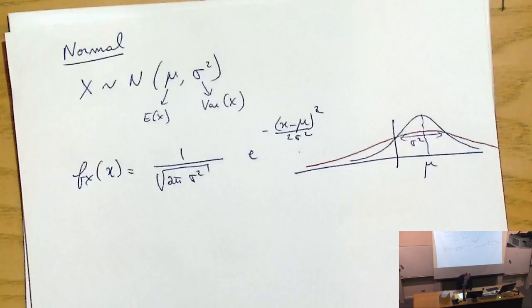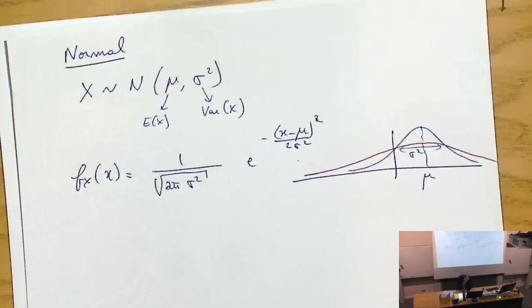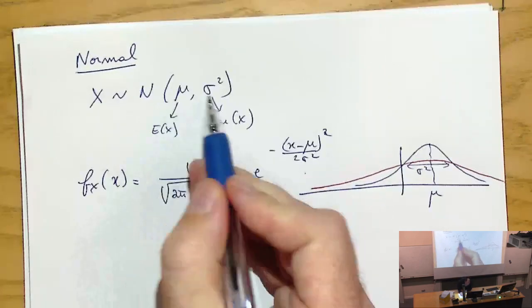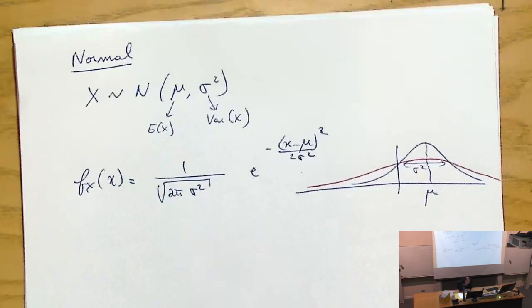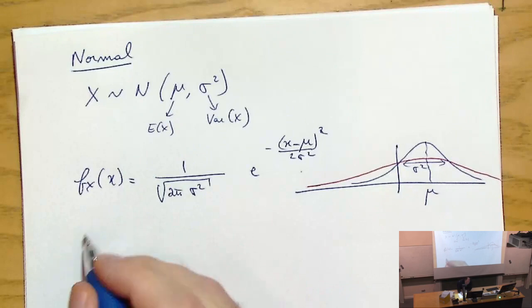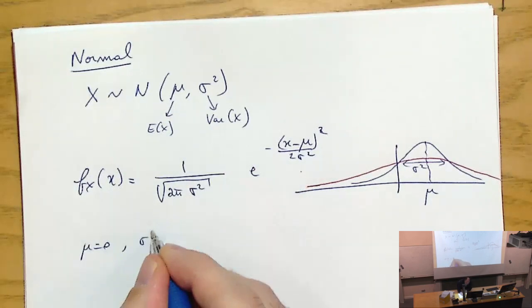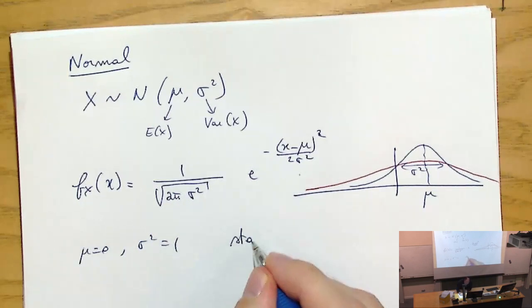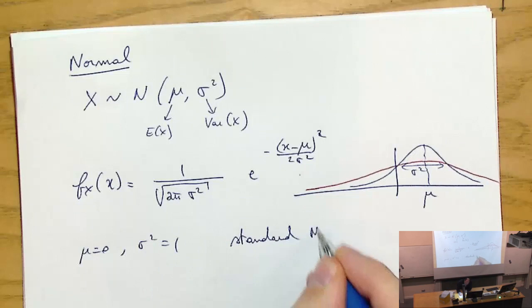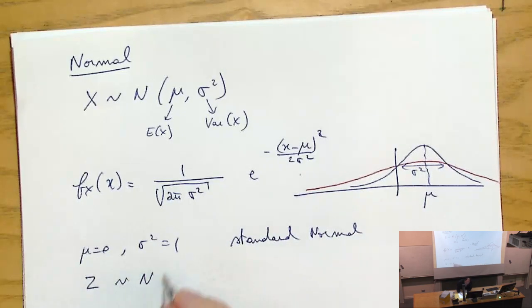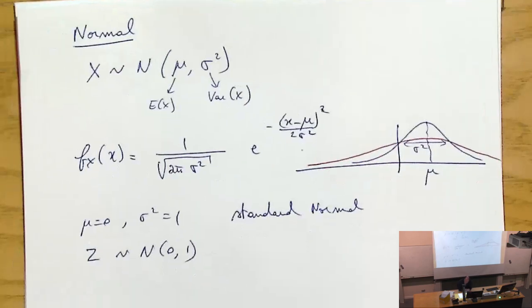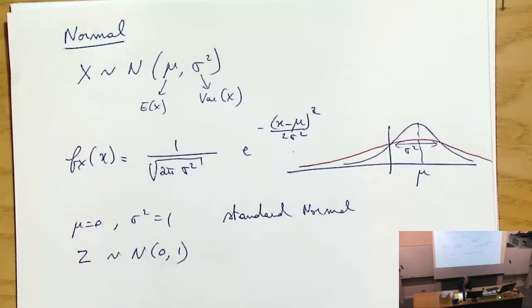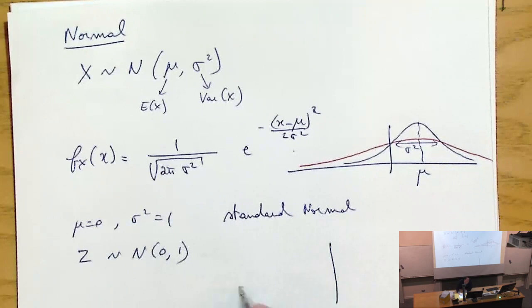Okay, so this is actually the PDF of a normal random variable, mean mu and variance sigma square. Now what if I take mu equal to 0 and the variance sigma square equal to 1? This is often called standard normal, and we're going to denote this by Z, like N(0,1), has a 0 mean and has a variance of 1.